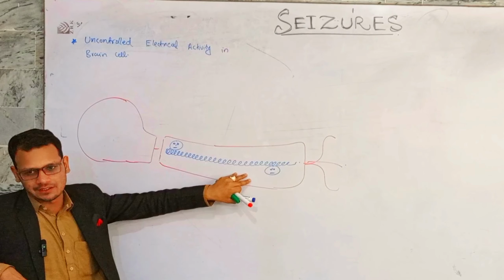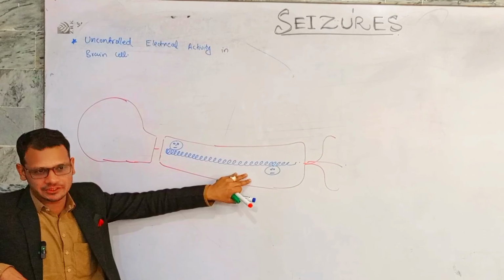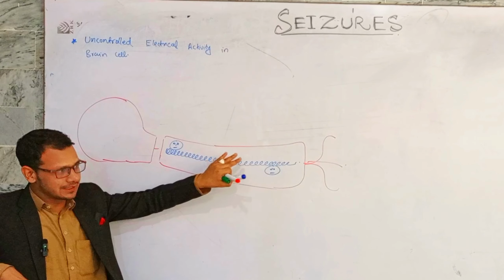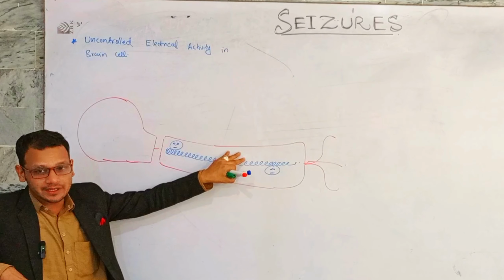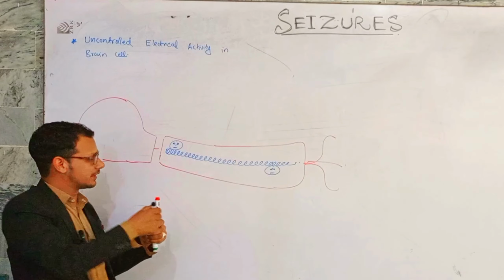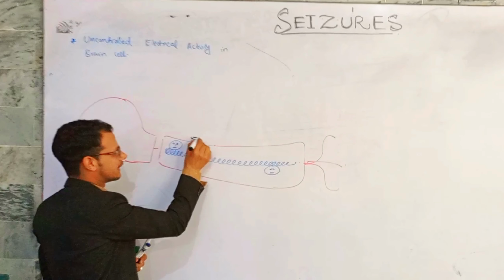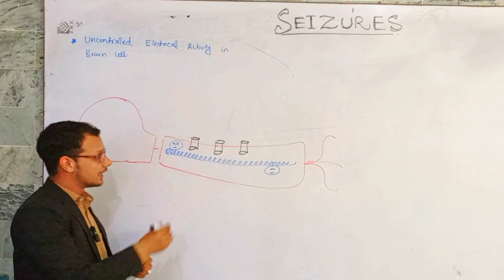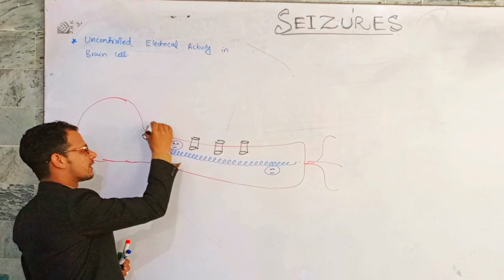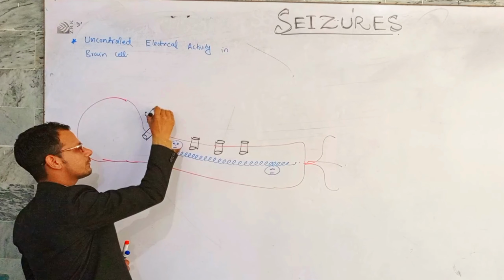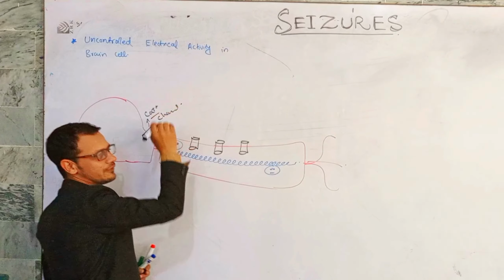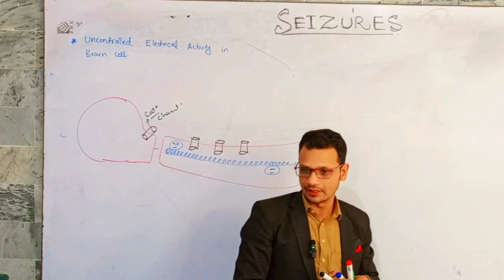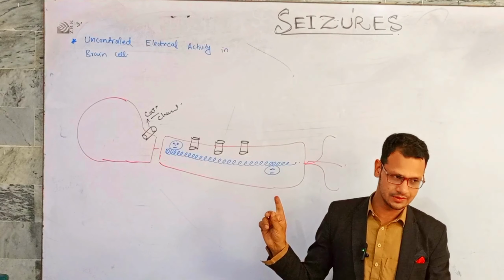They have a lot of channels: sodium, potassium, calcium, right? And all the channels are voltage gated. Voltage gated means that, for example, if I have these sodium channels, it will take this voltage from this calcium channel. Today we will try to cover all about the seizures.